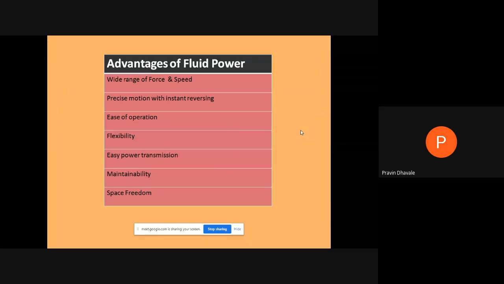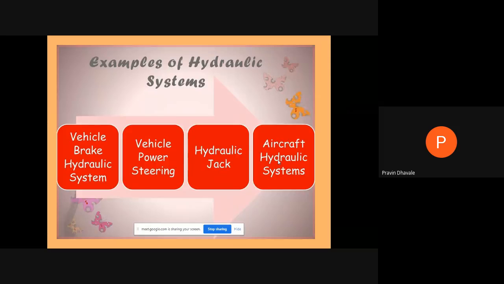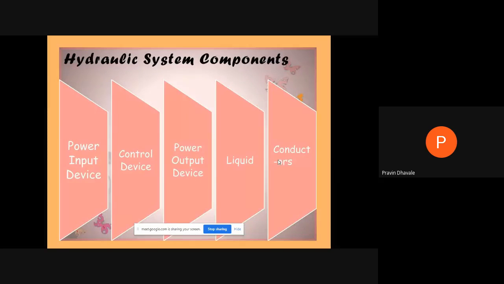We see the working principle, advantage, applications, elements of the fluid power system. That is energy conversion input element, storage, control element, and output, that is a reconversion element. Any fluid system, it may be hydraulic or pneumatic, must consist of these kinds of elements or devices. Then we see the applications of hydraulic system: vehicle brake hydraulic system, power steering system, hydraulic jack, aircraft hydraulic system. It will be seen in detail.